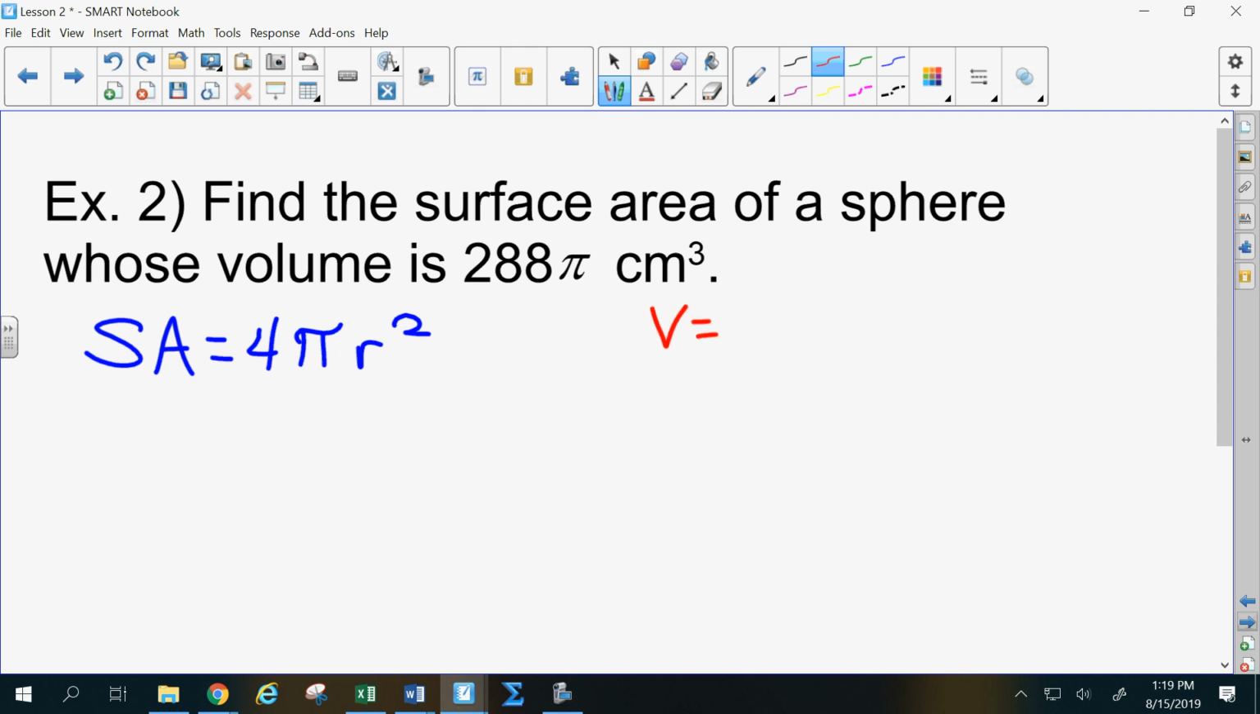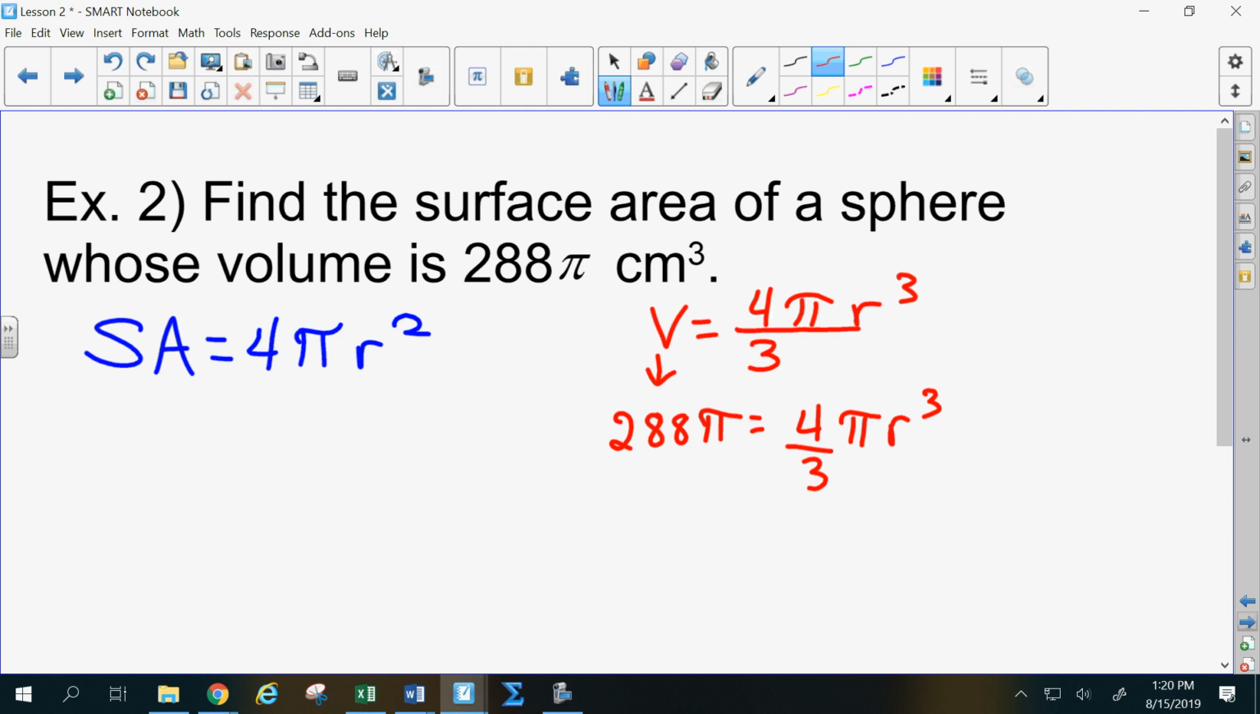So volume is 4/3 pi r cubed. I still don't know r, but I know volume. I can substitute in on the left. It doesn't have to always be on the right of a formula. Volume is 288 pi. So if this is 4/3 pi r cubed, I want to use this to get just r. So I need the r's, but I want to get rid of the 4 pi over 3.